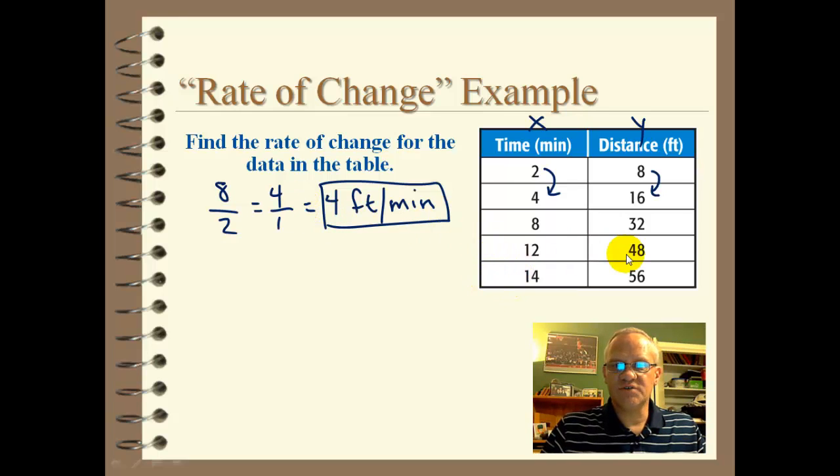Now you might say, well, Mr. Anderson, what if you picked something else? What if you did the 16 to the 32? That changes by 16. How much did the x change there? It went from 4 to 8, so it went up by 4. If we reduce or simplify, you know what we're going to get? Same thing. If we use those other pieces of data, we get the same thing, 4 feet per minute. So that should work with anything in the table.